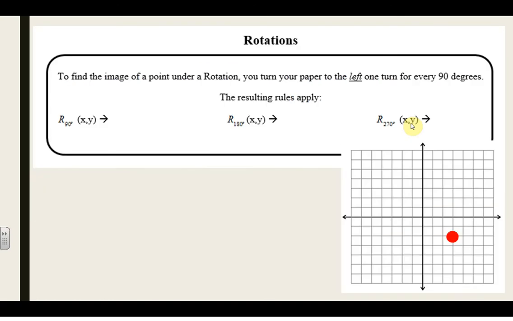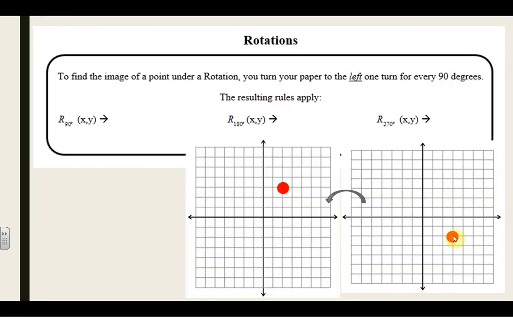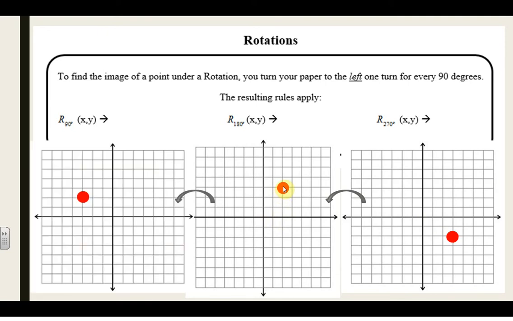With a rotation, you are going to work on using your paper for this. Some of you are going to get the rules. Sorry, I'm going too fast. If you start with a point, and then you turn your paper to the left, because you always rotate to the left, you're going to have this coordinate. Notice how the coordinate 3, 2 is now -2, 3. And then when you flip it to the left again, that's a rotation of 180. You're now at -3, -2.